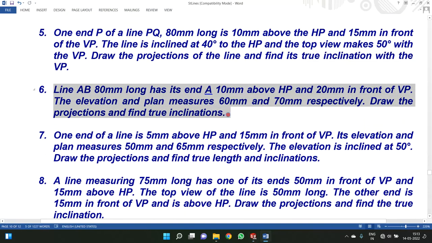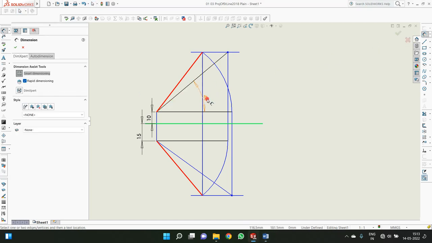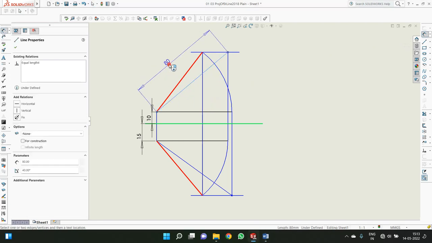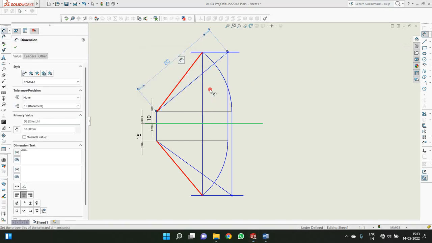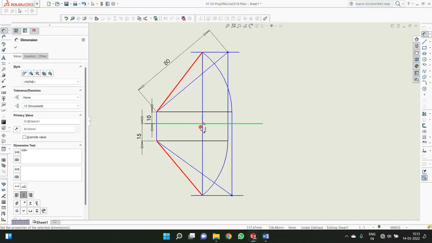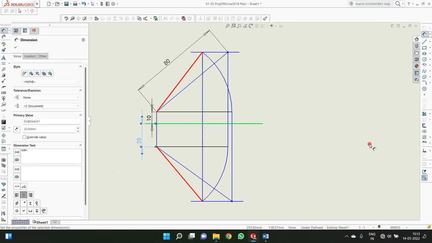Now let us move on to the sixth problem. The sixth problem is: line AB, 80 mm long. So the length of the line is 80 mm. One end 10 above, 20 in front.